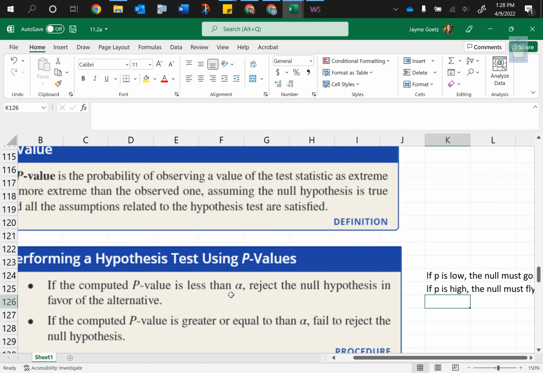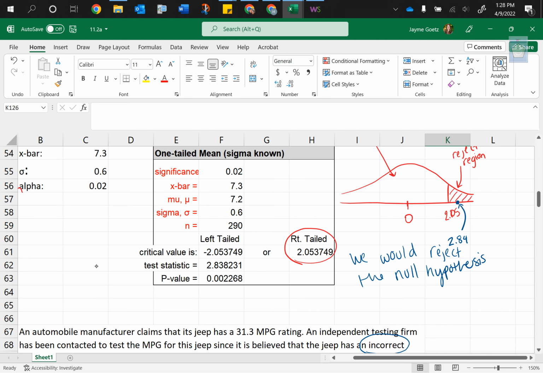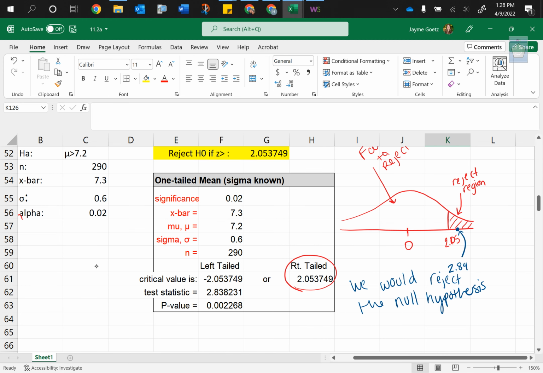So what that means, let's go back up to these three problems that we just did, number 2, 3, and 4. Let's look at number 2. On number 2, we already said it was in the rejection region. We're saying we rejected the null hypothesis. Well, let's see if that works out. Now, my p-value here is 0.002268. And my alpha, my significance level right here, is 0.02. Now, 0.002 is less than my alpha, my 0.02. Okay, so my p-value here is low. If p is low, the null must go. We reject the null hypothesis.